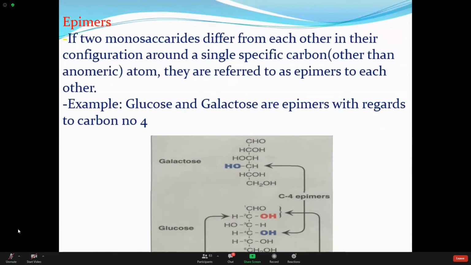Okay, so let me tell again. The first carbon, this is the first carbon, this is the first carbon, no difference. Second carbon: here OH on your right-hand side, H on your left-hand side. Here also OH on the right, H on the left. The third carbon: here H on your right-hand side, OH on your left. Third carbon, this one, just follow my pointer, H on the right, OH on the left. No difference.